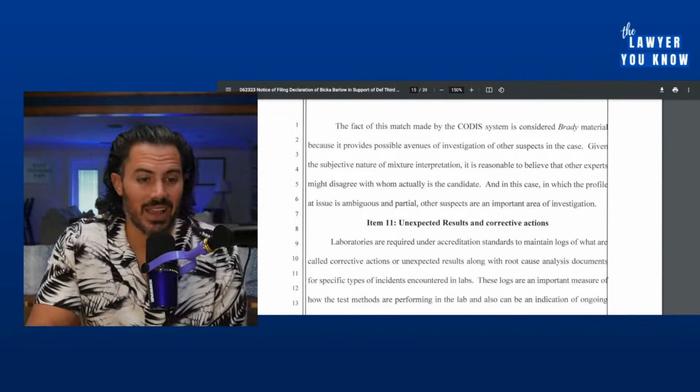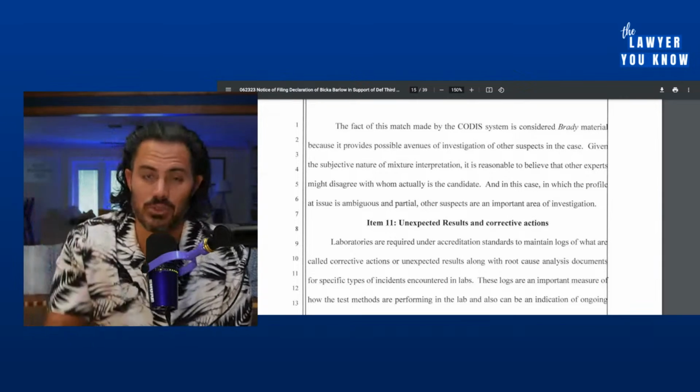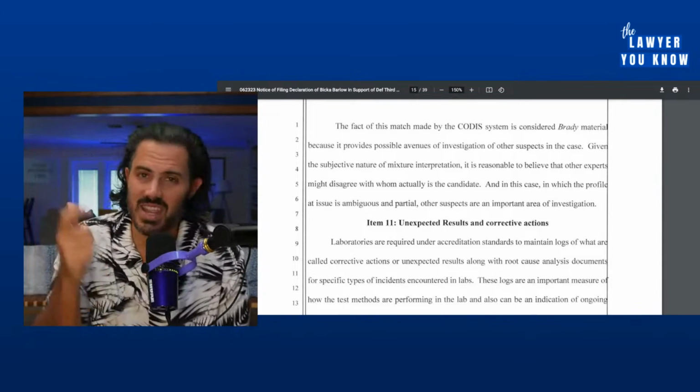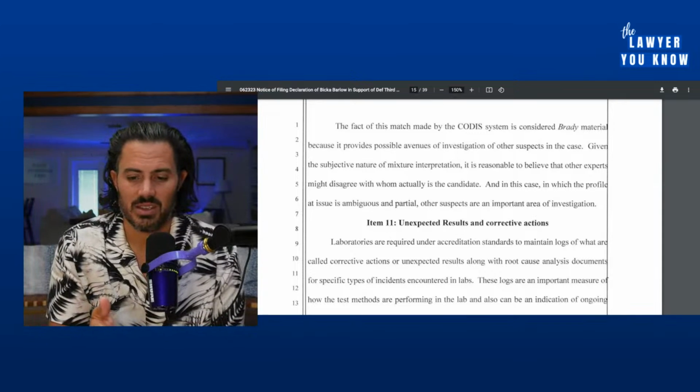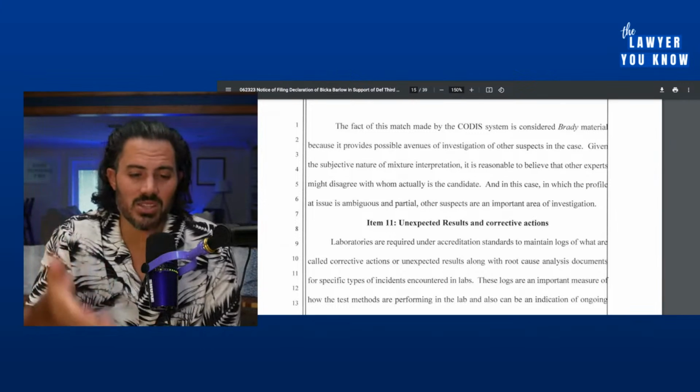Again, I am not saying that this is not Brian Kohberger's DNA. It could absolutely be his DNA. They have other things circumstantially connecting him to this case. The state is building a good case. But the defense should be allowed to look at these other potential suspects.